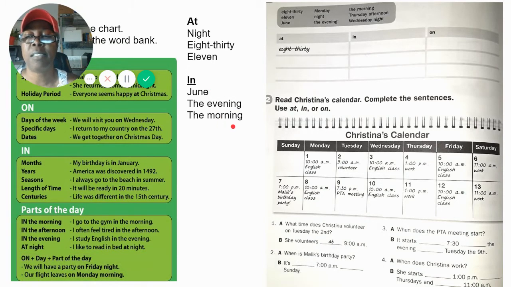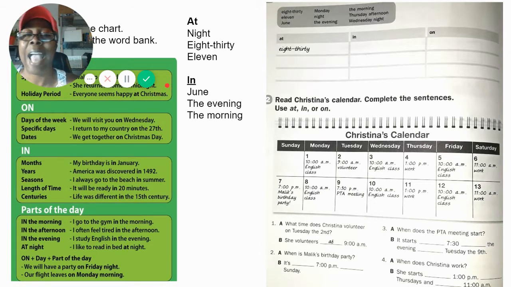All right, now let's talk about on. With on, we use on specifically with days of the week. Days of the week, we will visit you on Wednesday. Specific days, I returned to my country on the 27th. So before, when I was talking about July 4th, that's a specific day. If your birthday is on March 5th, let's say, on March 5th, or on the 5th.